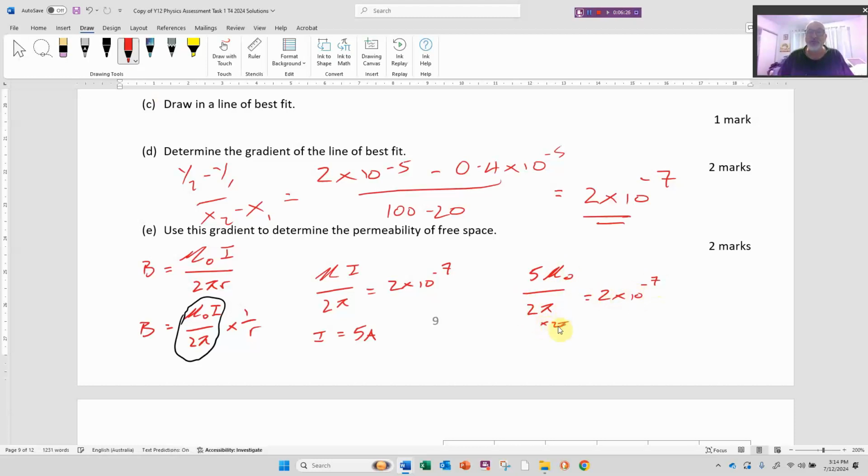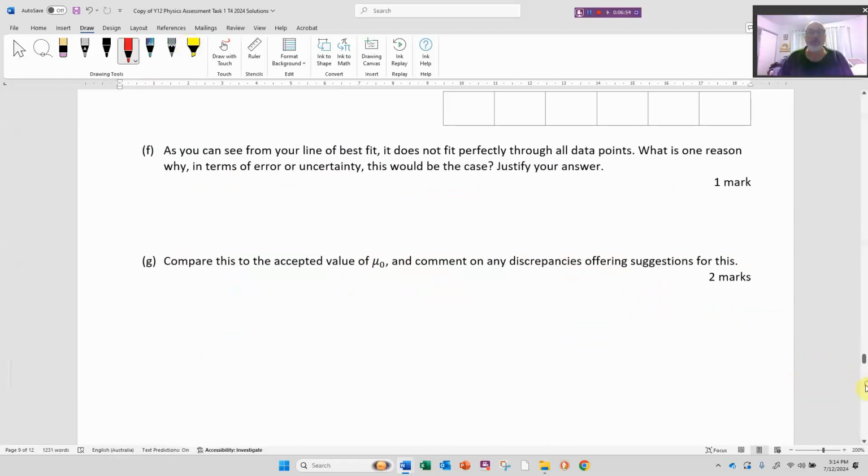Multiply both sides by 2 pi and then divide by 5. And that will give you mu naught equals 2.5 by 10 to the power of negative 7. And that's our estimate for the permeability of free space. Righto. As you can see from your line of best fit, it does not fit perfectly through all data points. What is one reason why, in terms of error or uncertainty, this would be the case, and justify your answer?